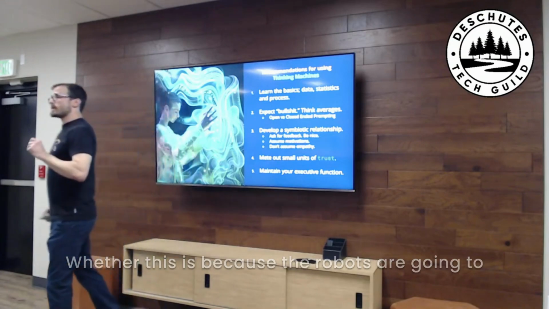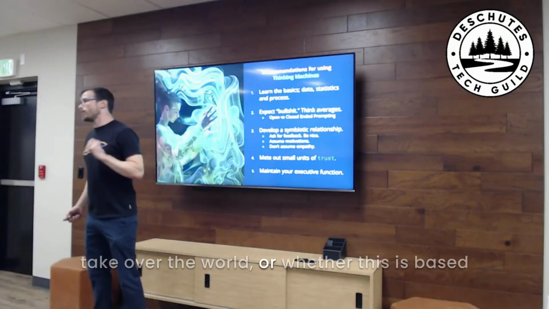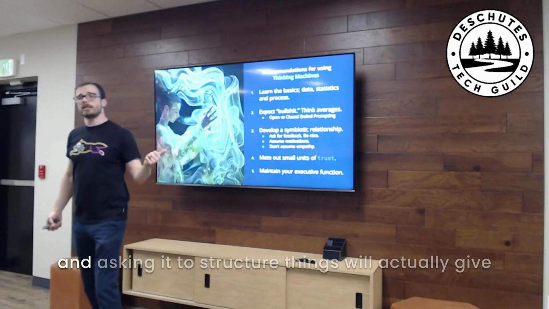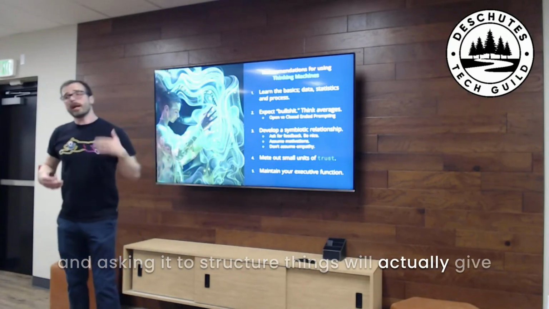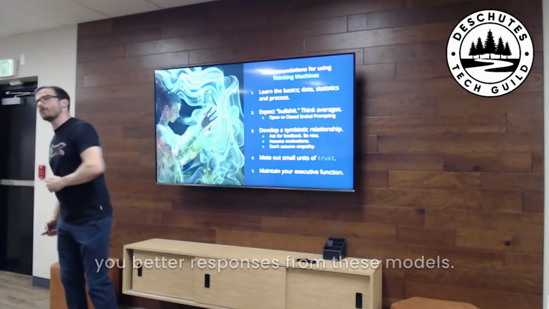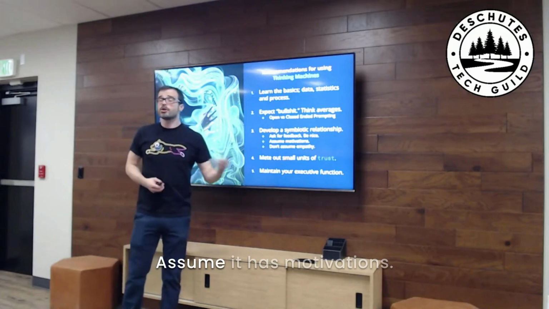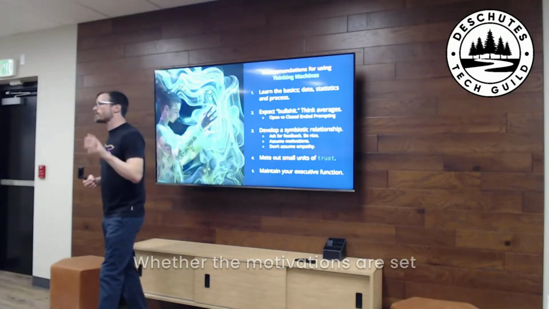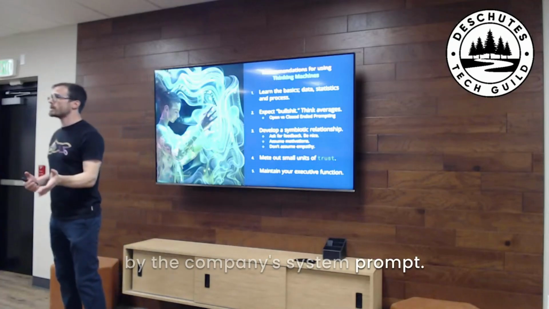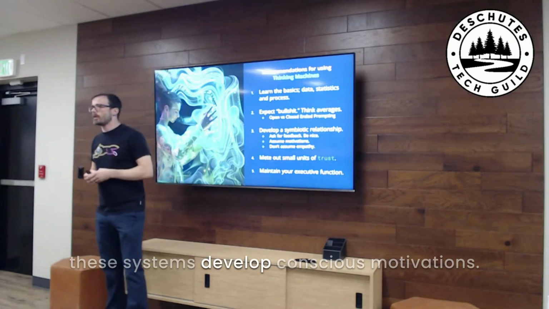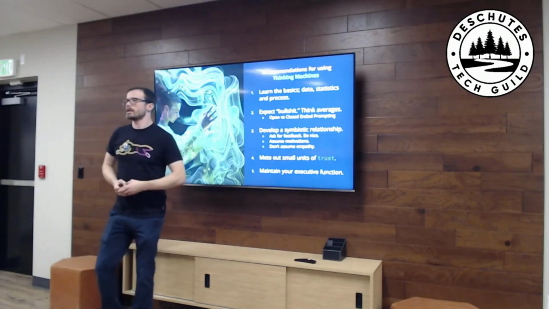Whether this is because the robots are going to take over the world, or whether this is based on the research that being nice and asking please and asking it to structure things will actually give you better responses from these models, statistically better responses. So, be nice. Assume it has motivations, whether the motivations are set by the company's system prompt.